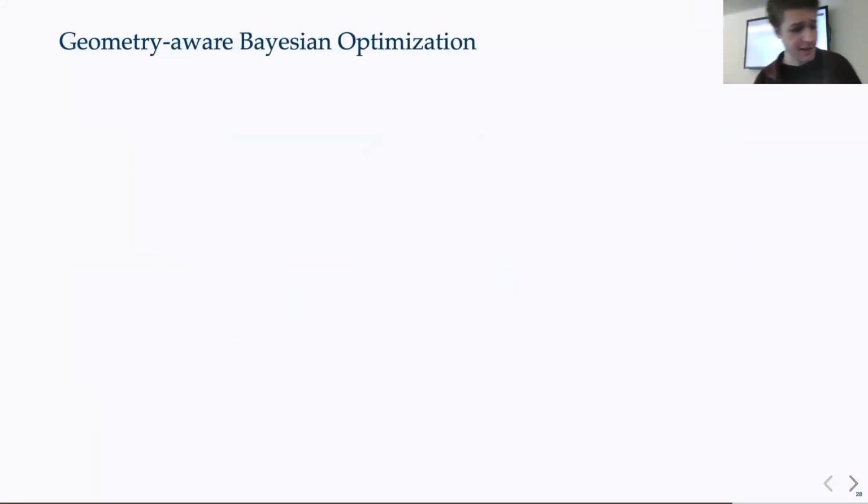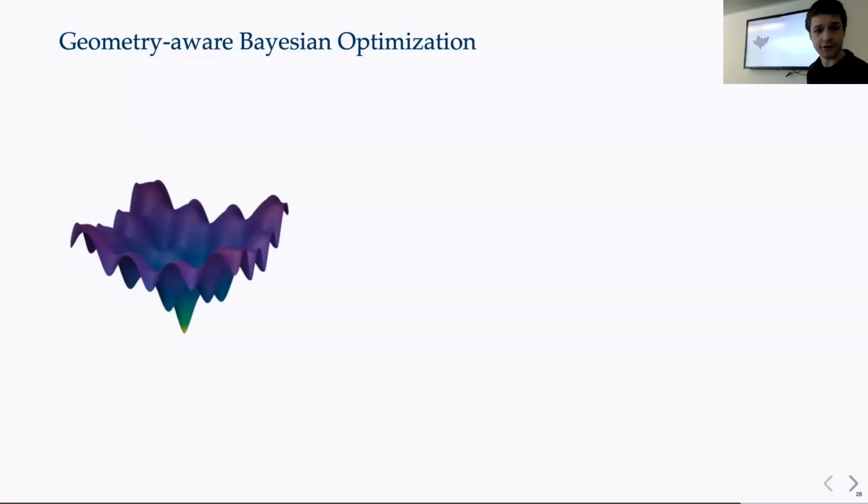And so the final thing that I want to mention is the idea of bringing these things back to Bayesian optimization, which is the thing that we started with in the first place. So if we do geometry-aware Bayesian optimization by using these models in a Bayesian optimization loop, does this help?